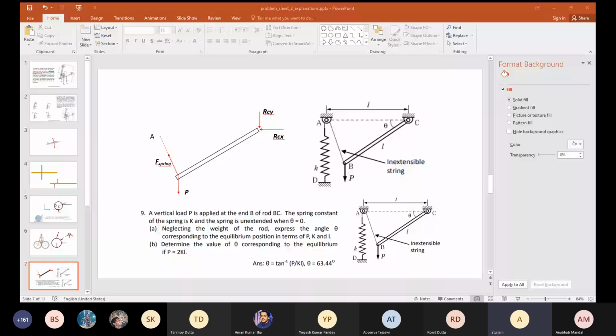Sir, then theta will be equal to sine inverse of P by KL, no? No. PL cos theta minus 2KL square sin theta by 2 cos theta by 2. 2 sin theta by 2 cos theta by 2 is actually sin theta. So P cos theta is equal to KL sin theta. Tan theta is P by KL. Okay? Okay, sir.